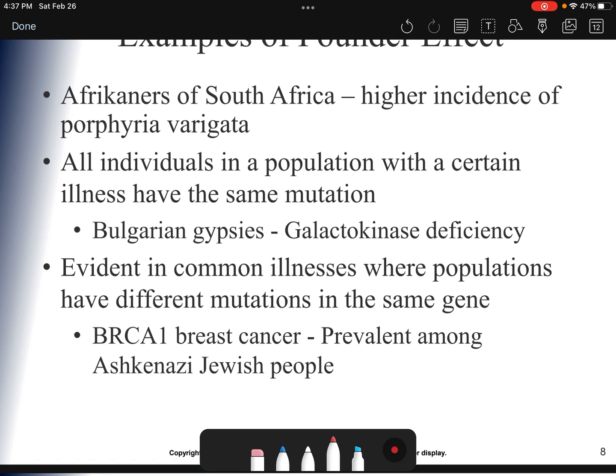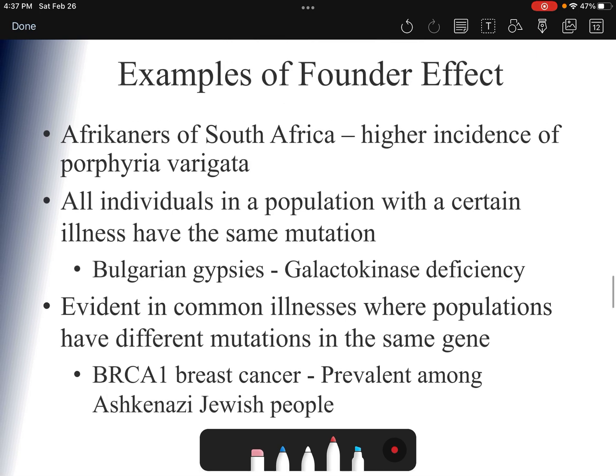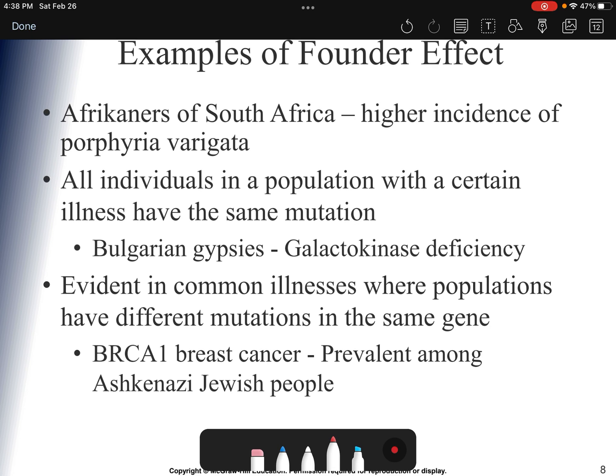The Afrikaners of South Africa have a higher incidence of porphyria variegata. So that's an example there of a founder effect. All individuals in a population with a certain illness have that same mutation, like we already talked about the Bulgarian gypsies that have galactokinase deficiency. It can be evident in common illnesses where populations have different mutations in the same gene.